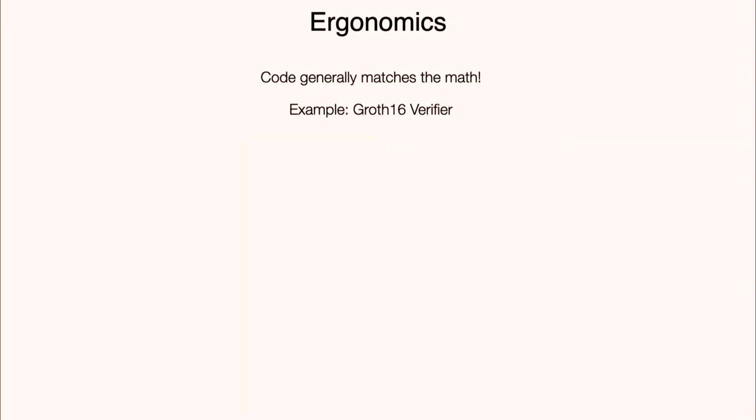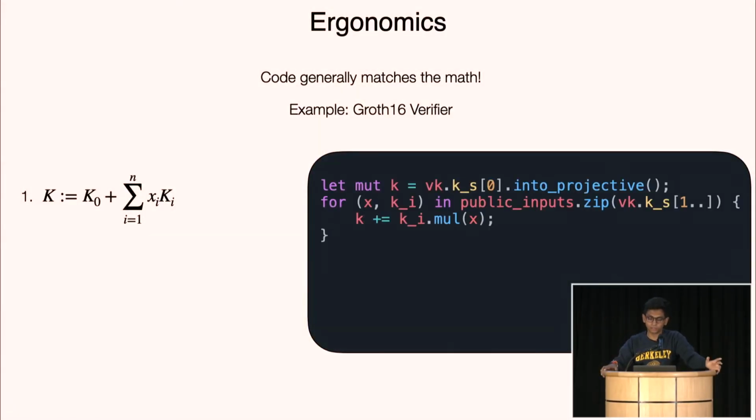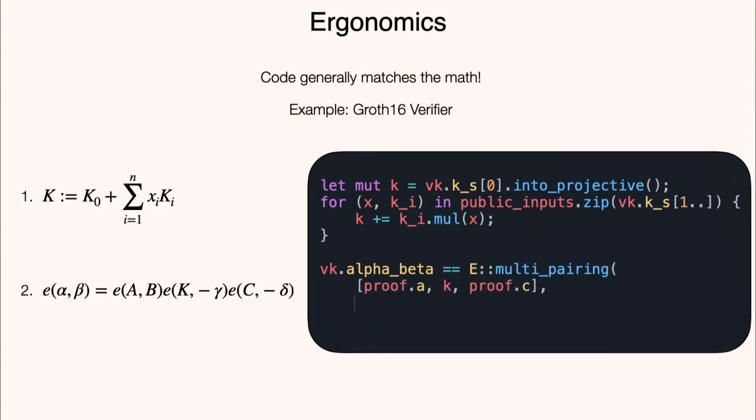Okay, so we have a modular ecosystem, but what about actually writing these SNARKs? Implementing these SNARKs. As I said, oftentimes we want the implementation to follow the math very closely. Let's take another example. Here we're trying to implement the Groth16 verifier, and if you look at the implementation in our Groth16 repo, you'll see that it matches exactly. You do some multiscalar multiplication, which is exactly what's happening here, and then you do a couple of pairing products, and that's again exactly what's happening here.